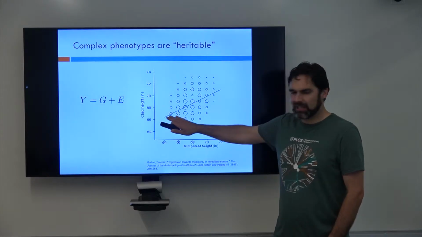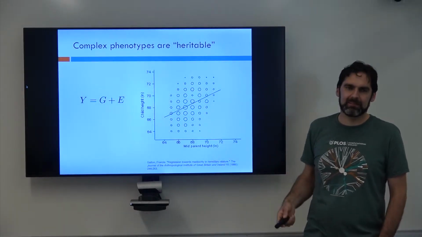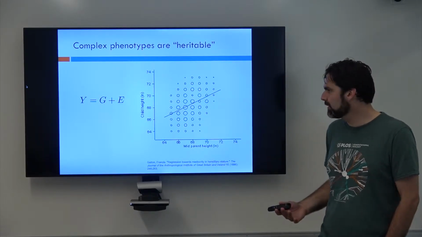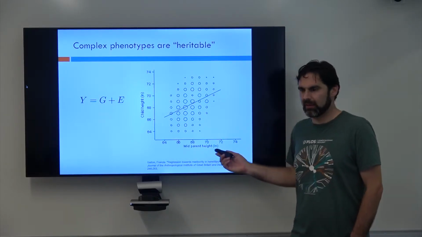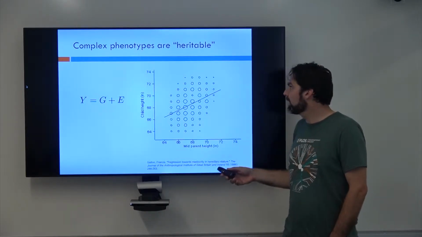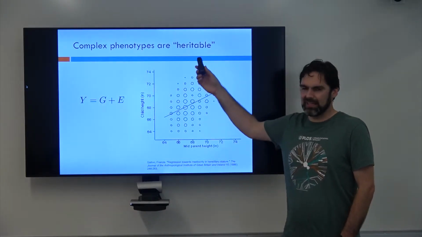You can see that the child's height is related to the parent's height, and that's because for height, a lot of our genetics influences how tall we are. And so if our parents are both tall, we tend to be tall, and if our parents are both short, we tend to be short. And so we call this heritable.